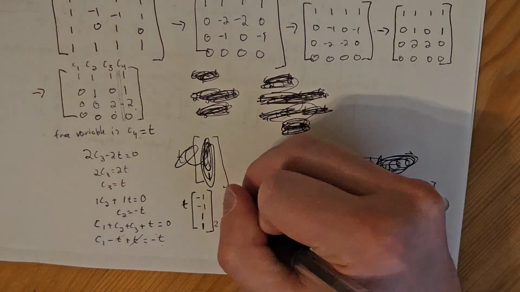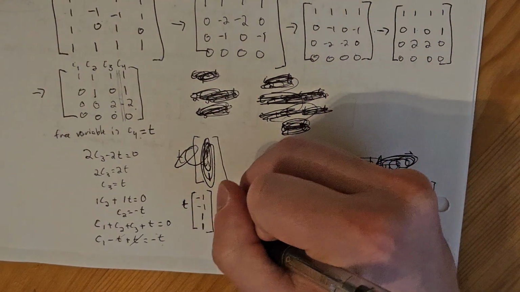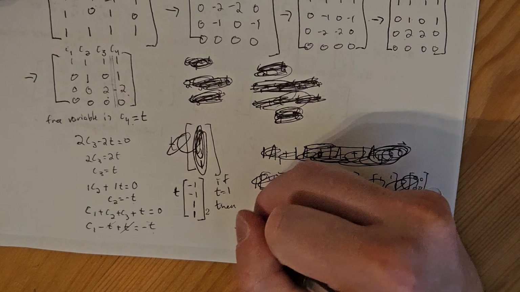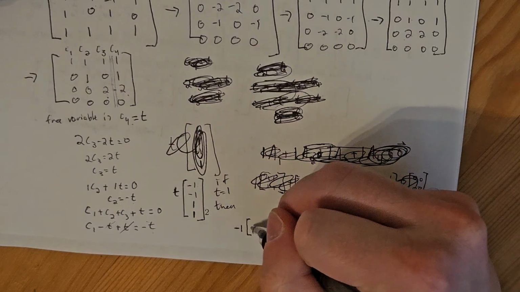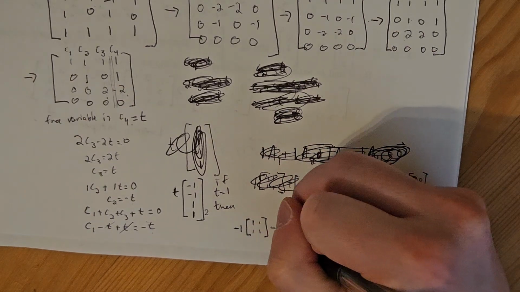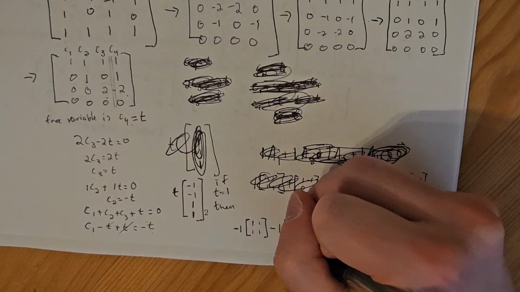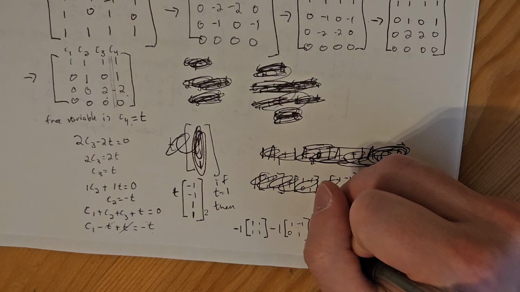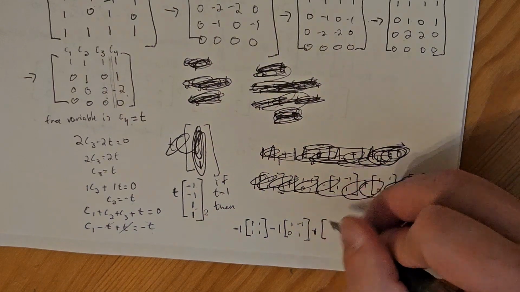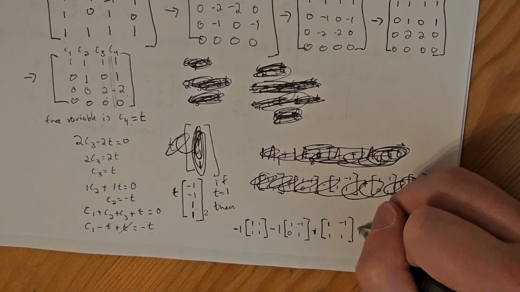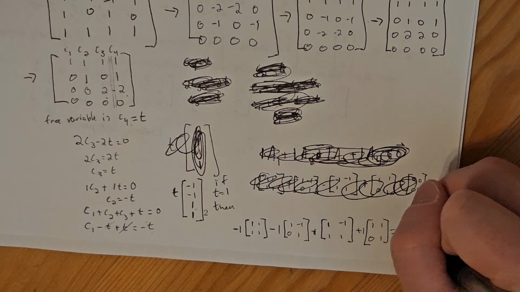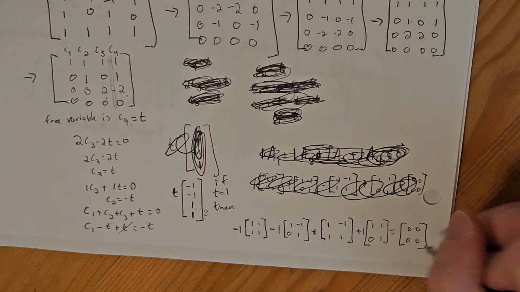So in particular, I can take T equal to 1. If T equals 1, then this gives us negative 1 as our C1 times the vector A1, which was 1, 1, 1, 1, minus 1 times A2, which is 1, negative 1, 0, 1, plus 1 A3, which was 1, negative 1, 1, 1, plus 1 A4, which is 1, 1, 0, 1, should all equal the 0 vector. Let's check.